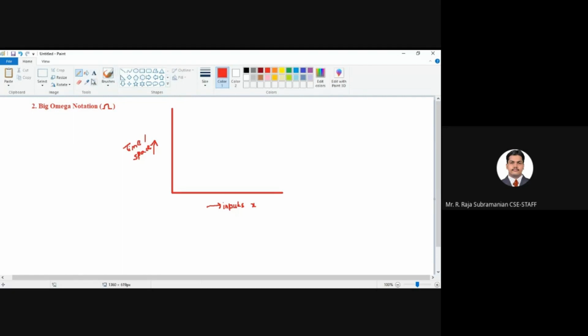Now I need to have two functions. Let f of x and g of x be two functions. The same conditions will come. So now what I have to write here? I need to draw f of x and g of x. Now I'll draw f of x like this. This is my f of x, and I will make it somewhat large also.